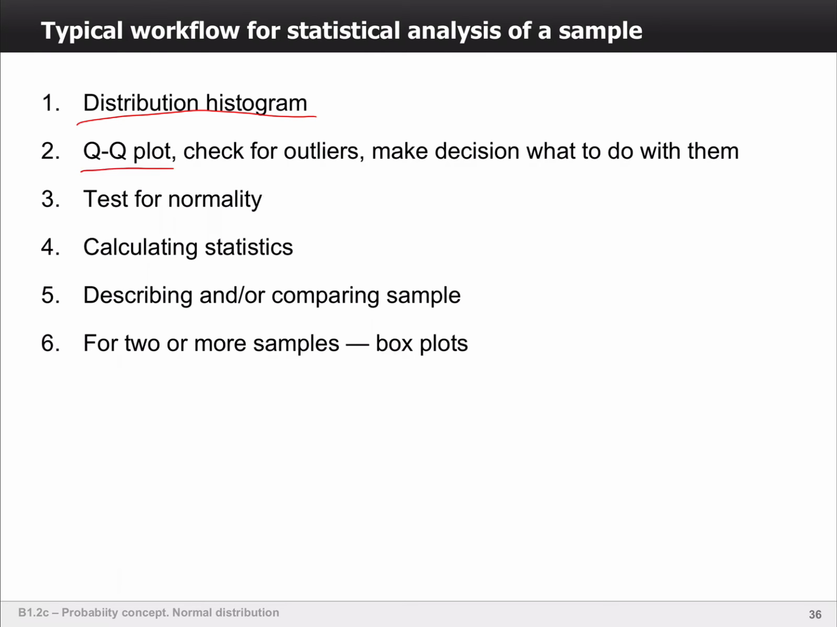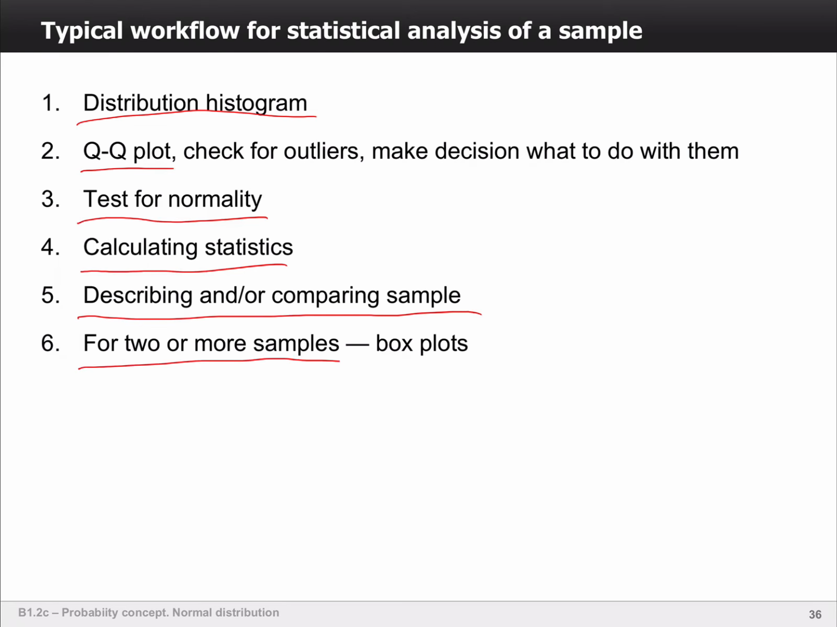Okay. Then if it seems like the values are normally distributed, you can make a test for normality to get a p-value and see how likely indeed your sample came from a normally distributed population. And then if the p-value is relatively large, you can calculate the statistics, the average, the standard deviation, and then use the statistics to assess, for example, intervals of the most common values and so on. Okay, so you can describe and compare your samples.